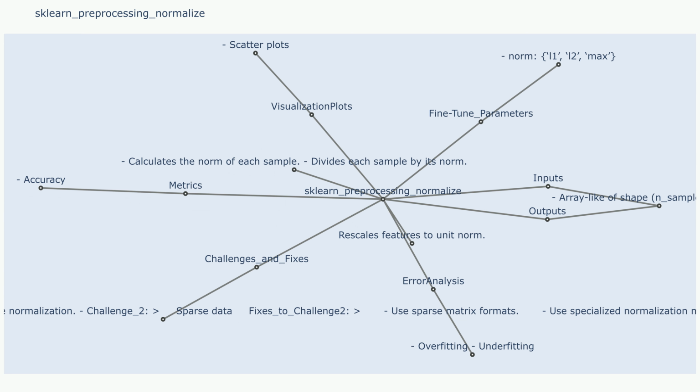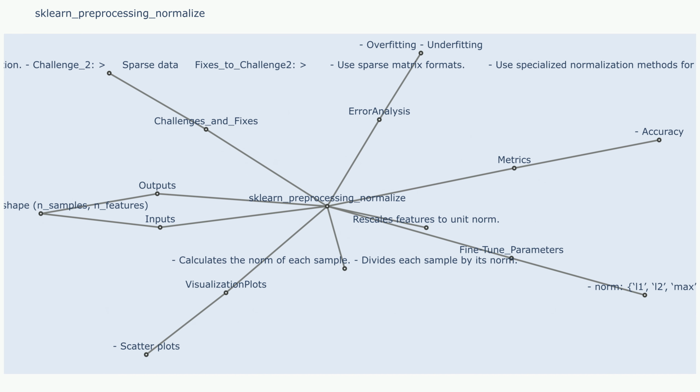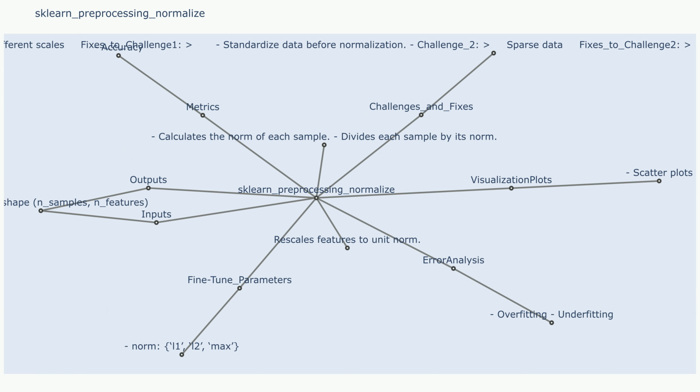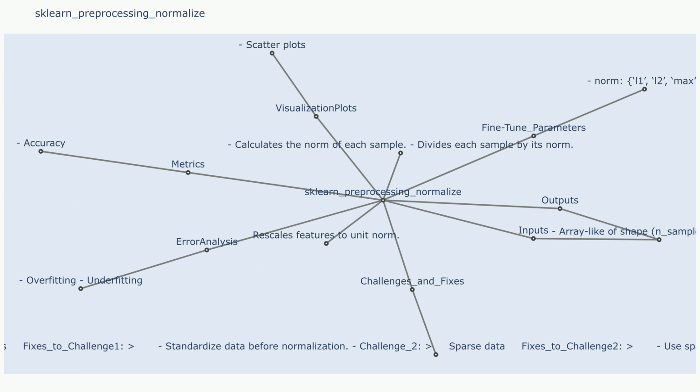Challenges and fixes. Challenge 1: data with very different scales can cause issues in algorithms like k-nearest neighbors, where distance calculations are important. Sample use case that resulted in challenge 1: applying KNN on data with features like height in centimeters and age in years will give more weight to height due to its larger scale. Fixes to challenge 1: normalize data using normalize to ensure all features contribute equally to distance calculations.